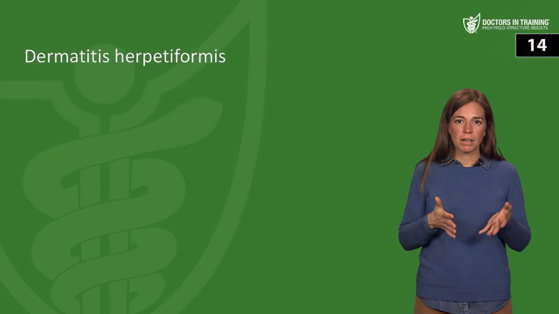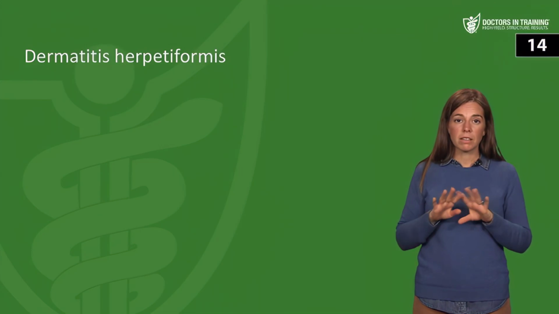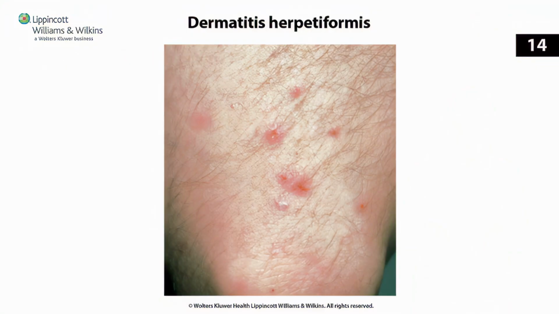Okay, dermatitis herpetiformis. This is a chronic blistering disease, and despite its name, it has nothing to do with the herpes virus. It's named this because the inflammation has the appearance of herpes lesions, like little itchy vesicles, and patients will present with these really intensely pruritic papules and vesicles.